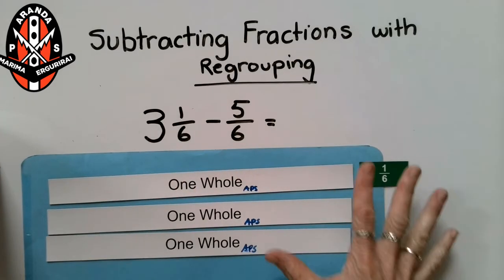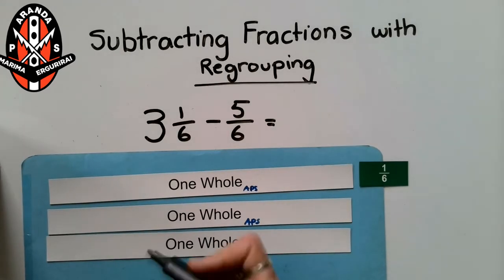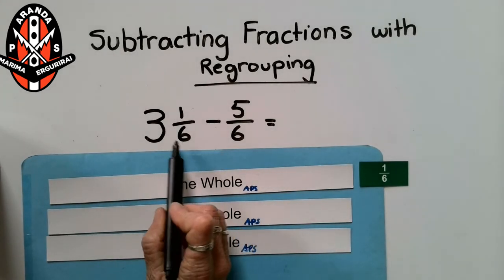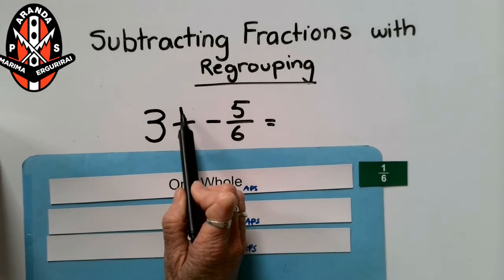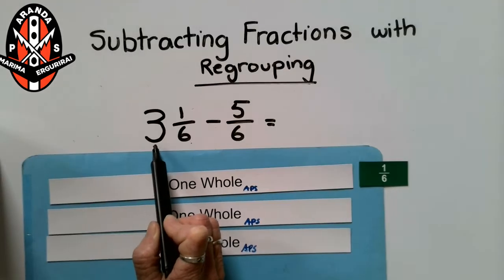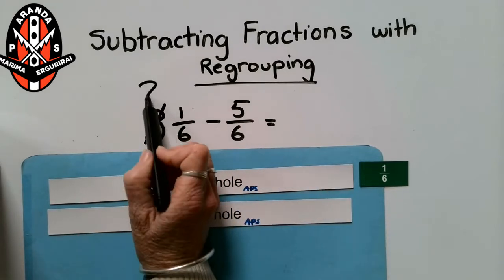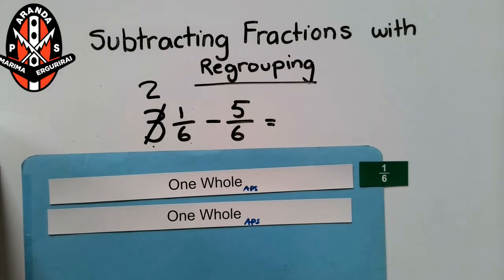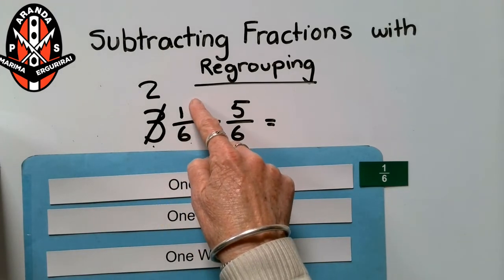So I've been asked to take 5/6 away from here. There's only 1 here. So just like we did with our whole numbers in subtraction, I regroup from the higher place value. So this is the part that I can't do because I can't take 5/6 away from here. So I'm going to regroup from my higher place value. So I take away 1 whole. So now I've got 2 wholes left. Now I know this 1 whole that I'm taking away, I'm going to break it up into this place value, which is the fraction part.